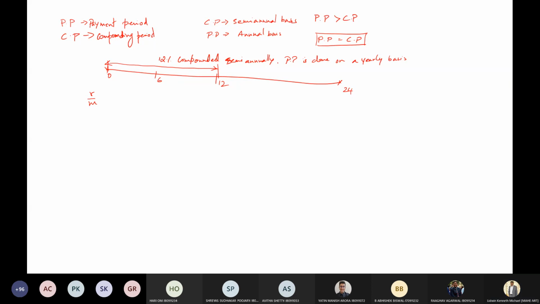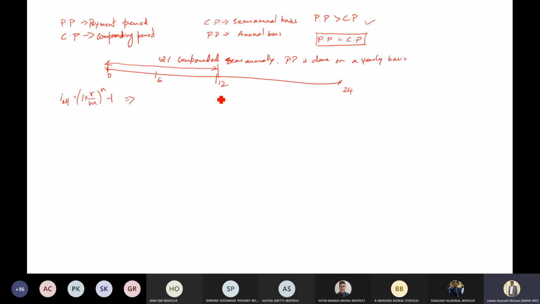So here, your compounding period is given as semi-annual. Your payment period is greater than your compounding period, but you need to make them equal. Now, how do you do that? What is the formula you are going to use? You use the I effective formula to make the payment period equal to the compounding period. As I said, your R by M stands for the nominal interest rate.